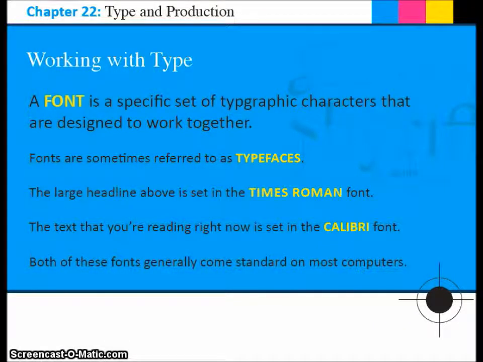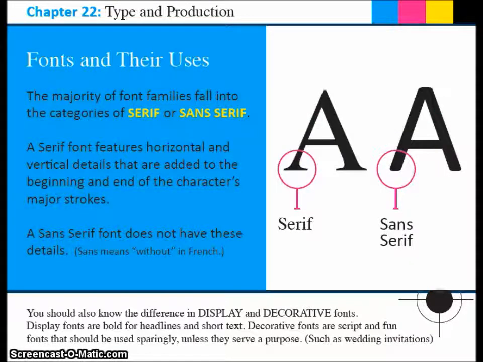The first thing we're going to talk about is a font. You probably all know what a font is, but the definition is a specific set of typographic characters, and each individual letter is a character. They're designed to work together. They're sometimes referred to as typefaces. To give you an example, the large headline above which says working with type is a Times Roman font, and the text that you're reading right now is set in the Calibri font, and both of those generally come standard on most computers. They're used a lot of times in the publishing industry because they're easy to access.